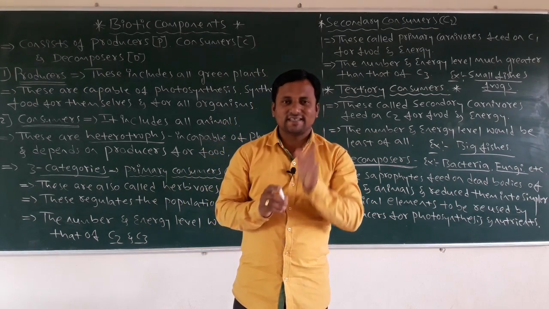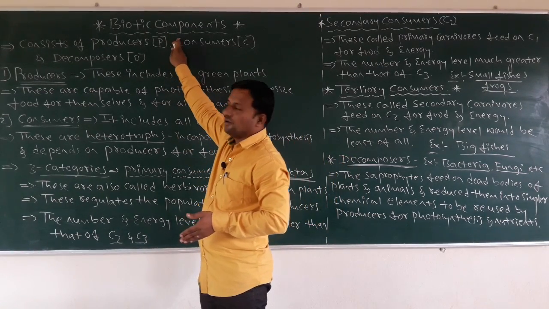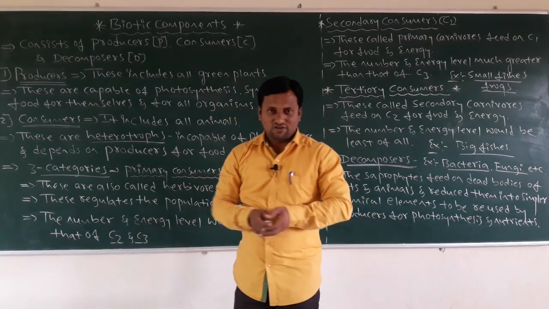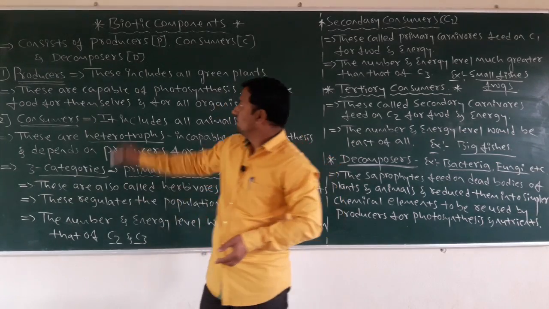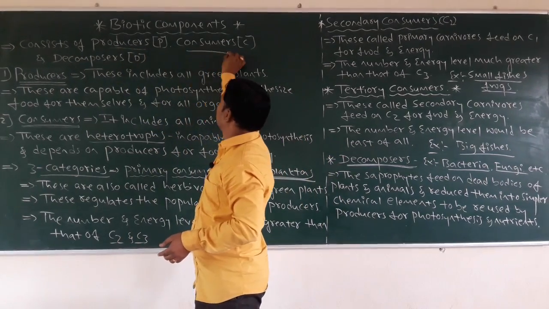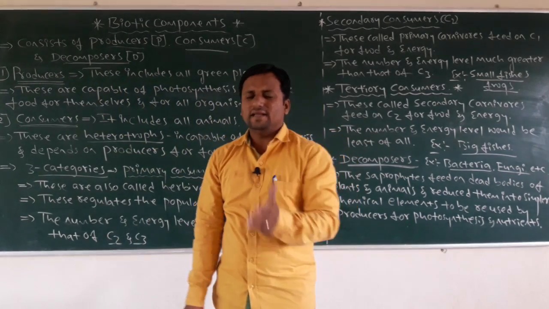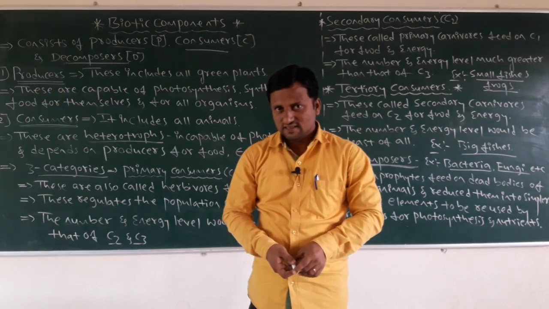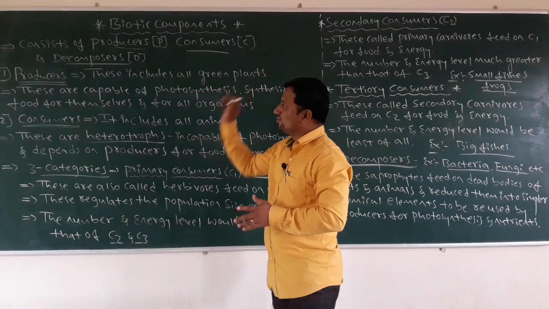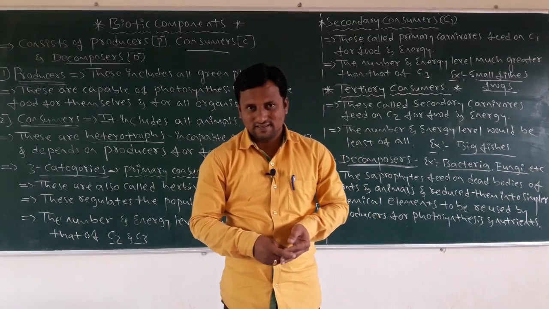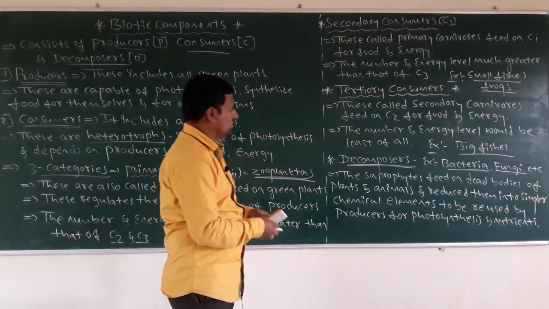So in ecology terms, there are two types of factors. The first is biotic factors. Let us start with the biotic component. What does this component consist of? The biotic component consists of producers, consumers, and decomposers. Like that, there are three main categories: producers, consumers, and decomposers.